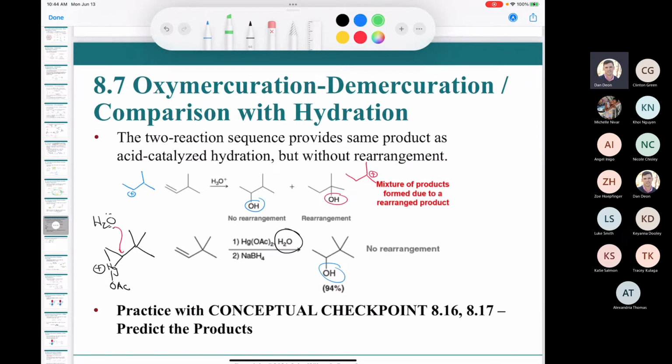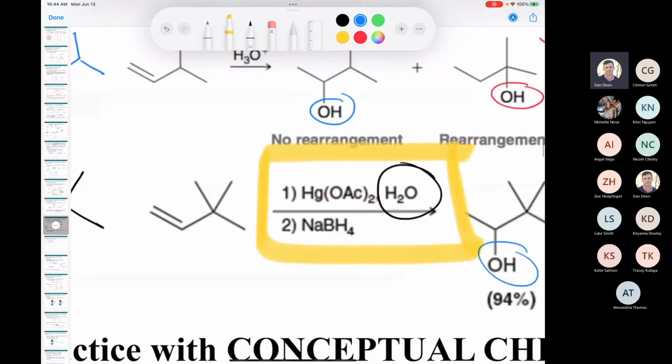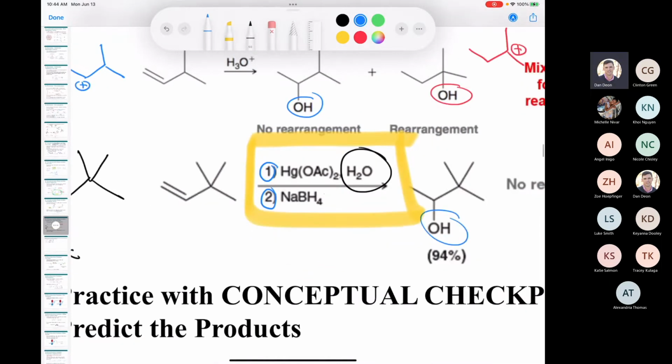These are the reaction conditions that we use if we want to add water across a double bond and we don't want any carbocation rearrangements. Now, just remember, we haven't looked at any reactions yet that I can think of that are two steps. First step, mercuric acetate and water. Second step, sodium borohydride.